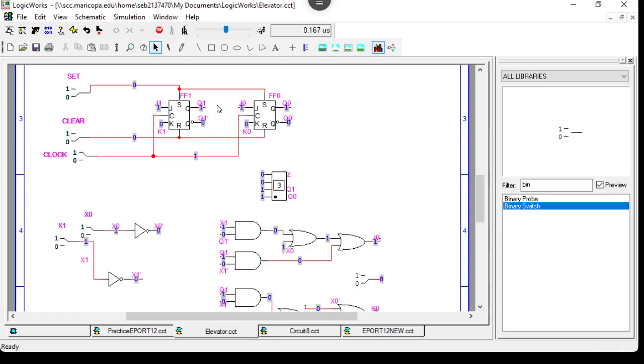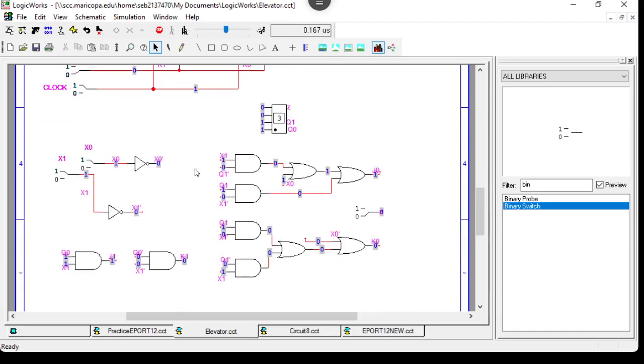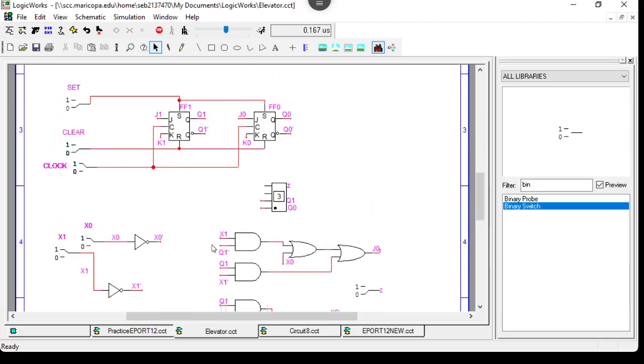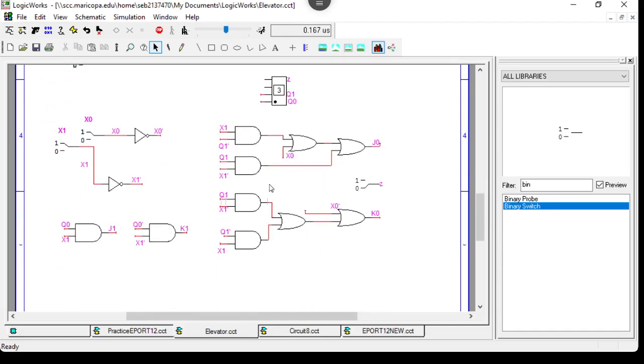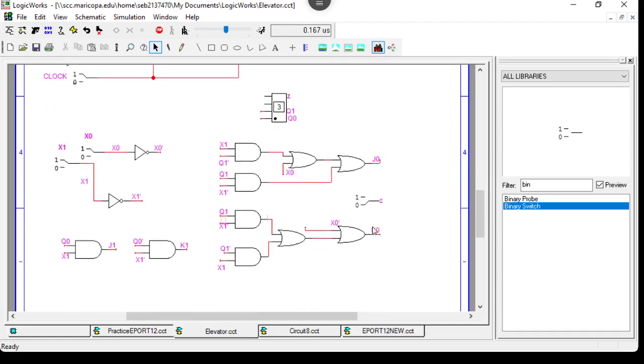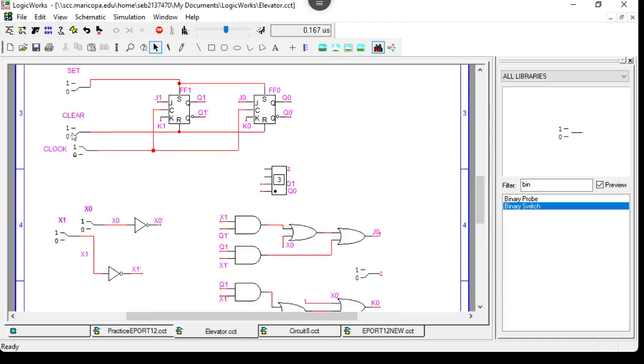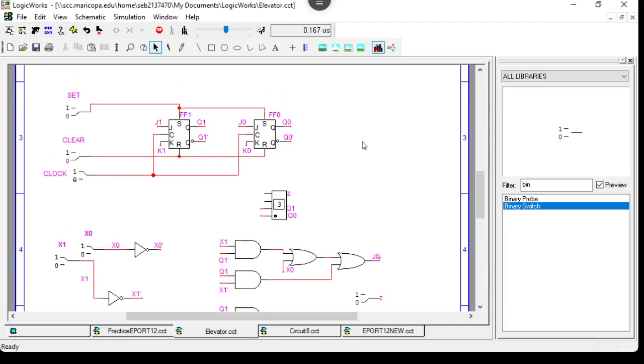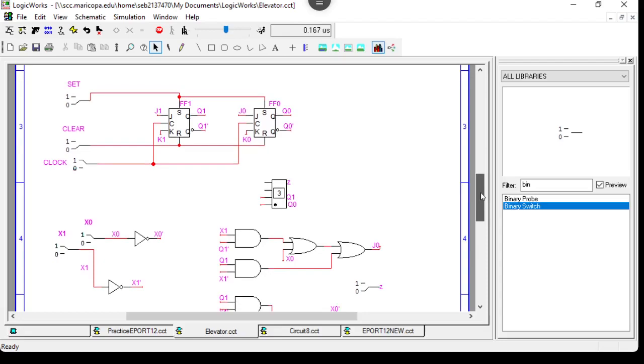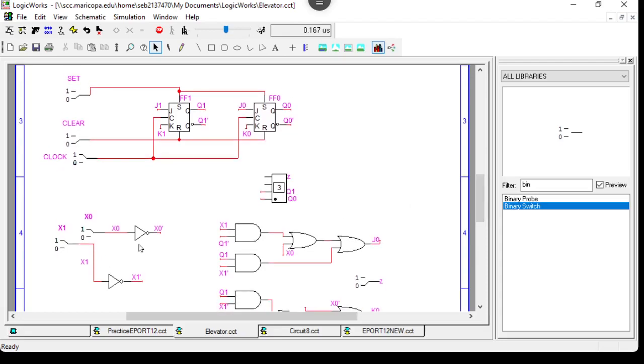Here we have our two flip-flops. Here's our J1 and K1, and the given equations are down below. J1 and K1, and our J0 and K0. These are JK flip-flops. We also have our clock, our clear, and a set, but the set is irrelevant. It has no functional use. So we also have our inputs, and these dictate what floor we want to go to.